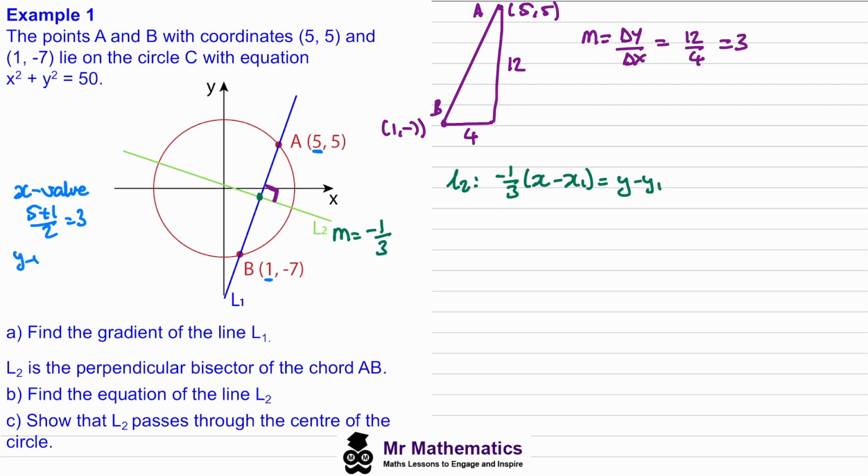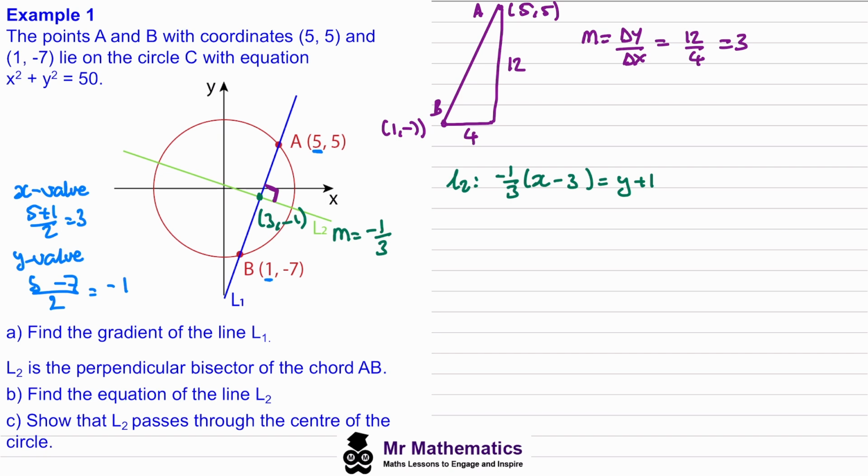And the y value will be the average of the two known y values. So the average of 5 and -7. So 5 plus -7 becomes 5 take away 7, divided by 2. This will be -1. Now we've got a point on the line. It'll be at (3, -1). And we can substitute these values into our equation of a line. So we'll put 3 here, and y take away -1 becomes y plus 1.